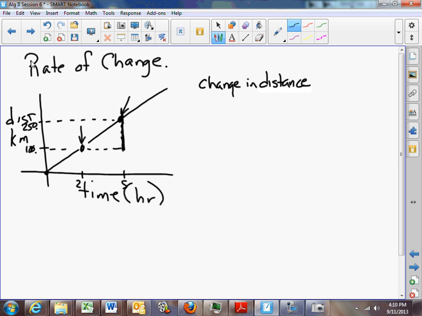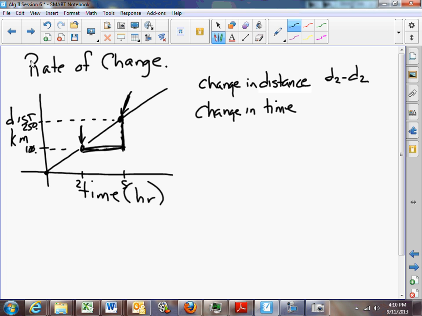So the change in distance would be the second distance minus the first distance. And the change in time would be the second time minus the first time. That would be this horizontal distance right here.